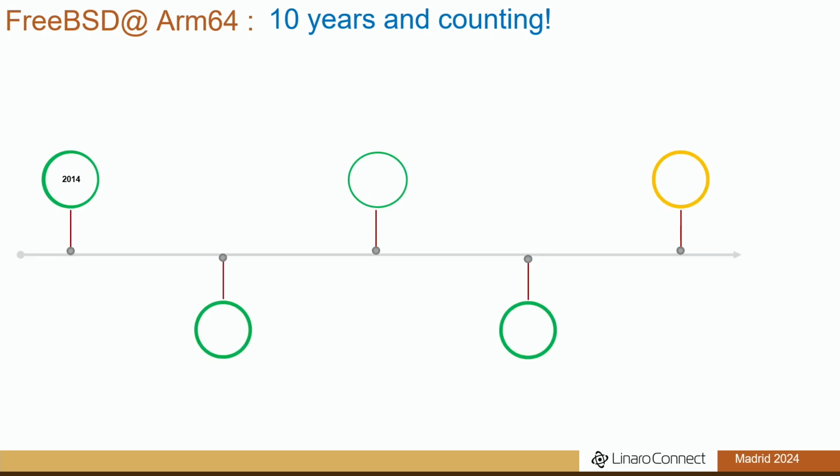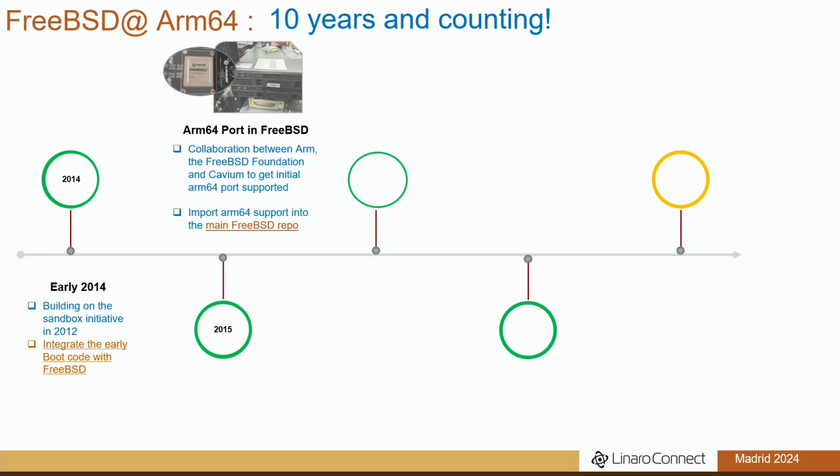All right, let's look at the timeline. Technically, it did begin in 2012 with the Sandbox initiative, and then that led to integration of the early boot code in the FreeBSD repository. That was in 2014. With that, 2015 saw more proactive engagement. So ARM collaborated with the FreeBSD Foundation and Cavium for ThunderX to get the initial FreeBSD support ported for ARM64. With that, we also had ARM64 support imported into the repository.